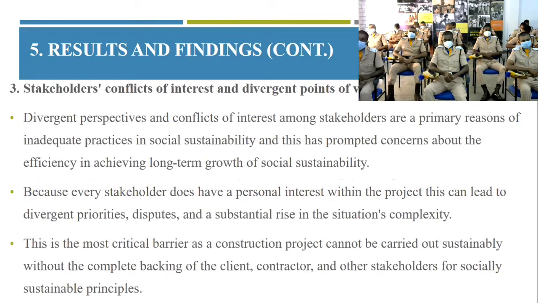The third main variable: stakeholders' conflicts of interest and divergent points of view. Divergent perspectives and conflicts of interest among stakeholders are a primary reason for inadequate practices in social sustainability, and this has prompted concerns about the efficiency in achieving long-term growth of social sustainability. Because every stakeholder has a personal interest within a project, this can lead to divergent priorities, disputes, and a substantial rise in the situation's complexities.